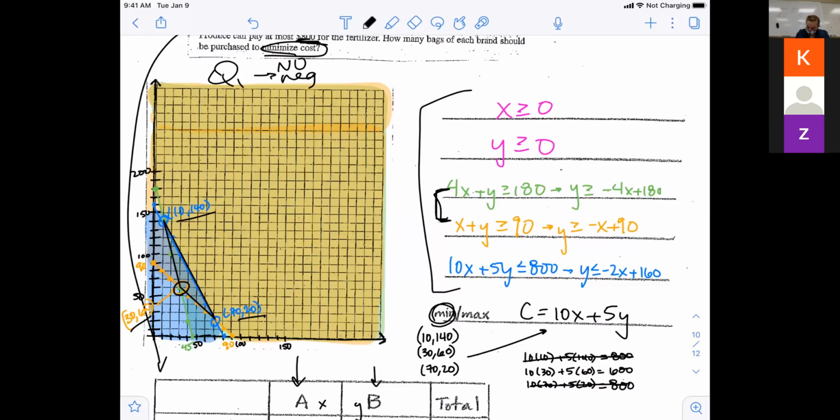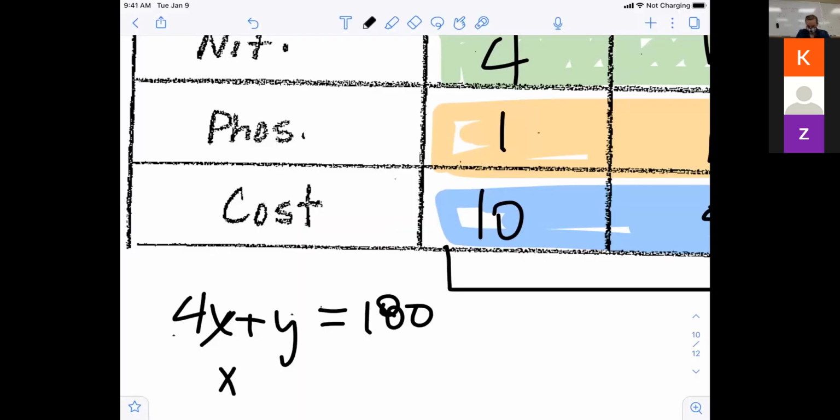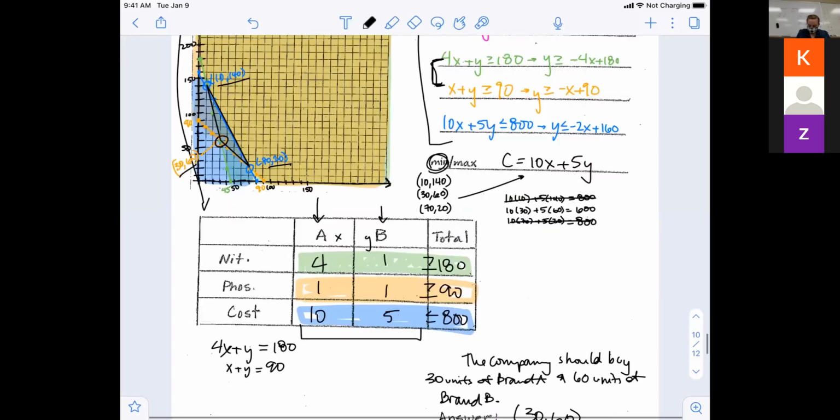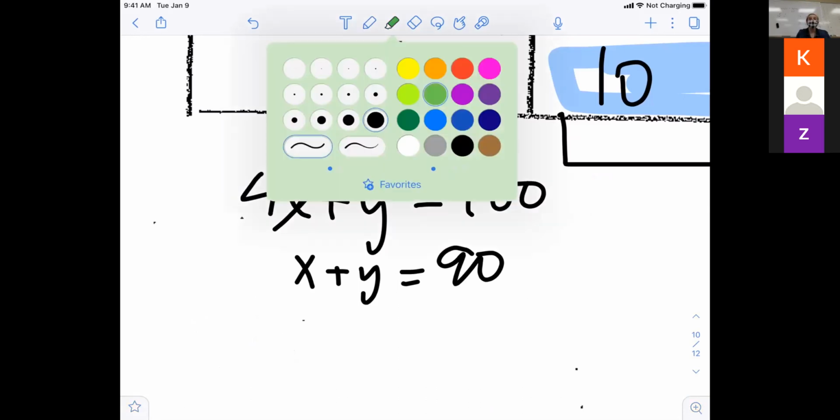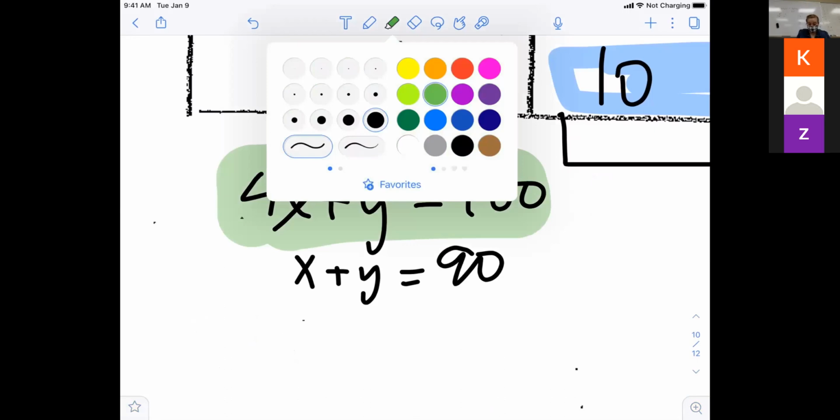Okay, so let me write them below. 4x plus y equals 180. When you do systems of equations, you don't need inequalities. And then x plus y equals 90. I think that's the one I need to do, right? Yeah, okay. So I'm finding where my green one and my orange one intersect. And again, I'm only doing this to prove that my 30-60 point is right. But on the next problem, we're going to do this because we're not going to know.